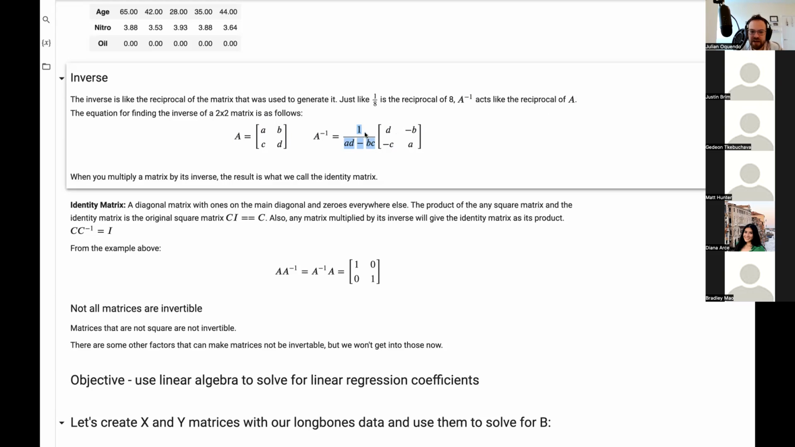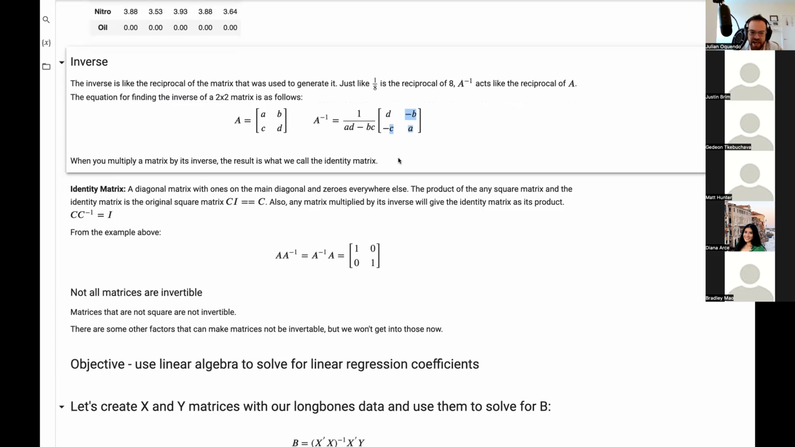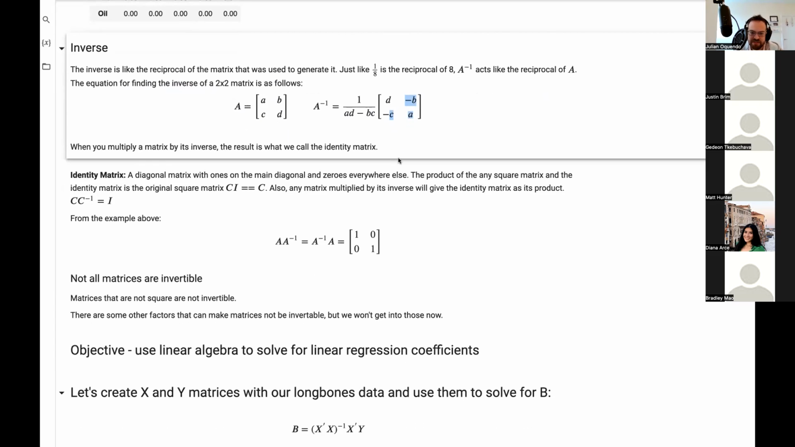Now, the inverse of it, so it's 1 over AD minus BC times the matrix of D, negative B, negative C, and A, or that specific matrix. When you multiply those matrices by its inverse values, we essentially return what's going to be an identity matrix.